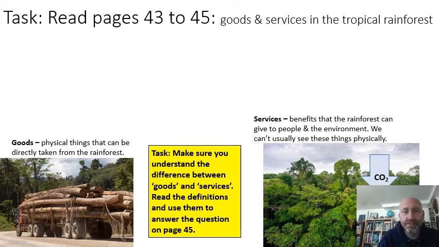So next task, I want you to read pages 43, 44 and 45, and that's looking at goods and services in the tropical rainforests. And you can see there that there's a definition for what goods are and a definition for services. So goods are physical things that we can take from the rainforest. So obviously we cut trees down, we take wood away. So that would be goods. But the rainforest also provides things which we can't see. So we know that trees take in carbon dioxide and give out oxygen. So that is a service that they provide.